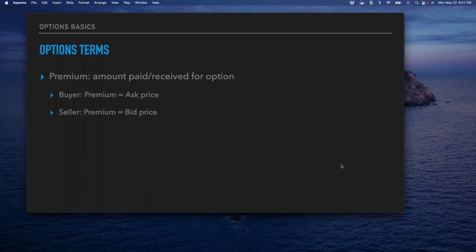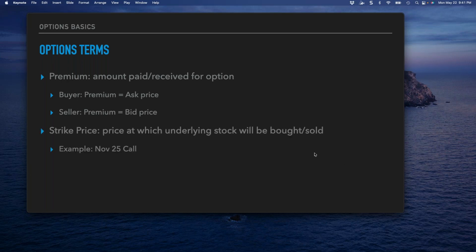Now, anytime you buy a security, whether it is a stock, an option, or any other kind of security, futures, whatever, you will always buy at the ask price. Selling is always done at the bid price. In the options market, the amount paid by a buyer or received by a seller is often referred to as the premium. All contracts include a price at which the underlying stock can be bought or sold.